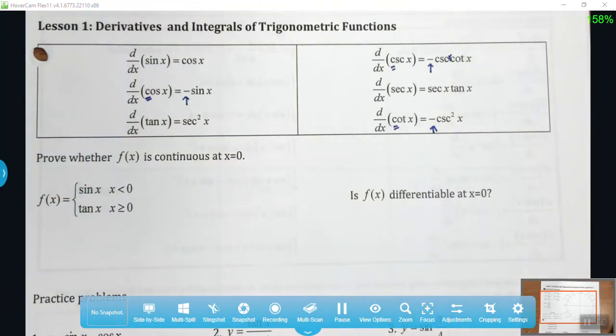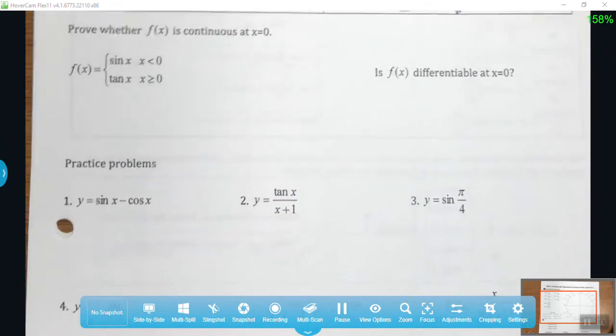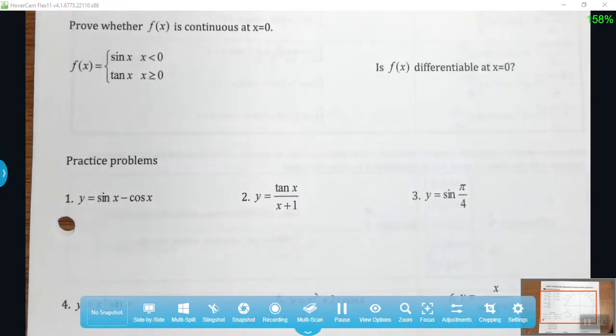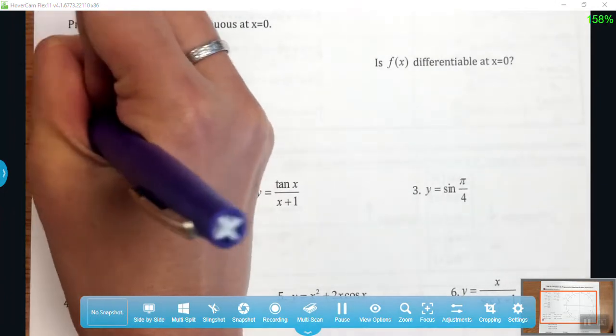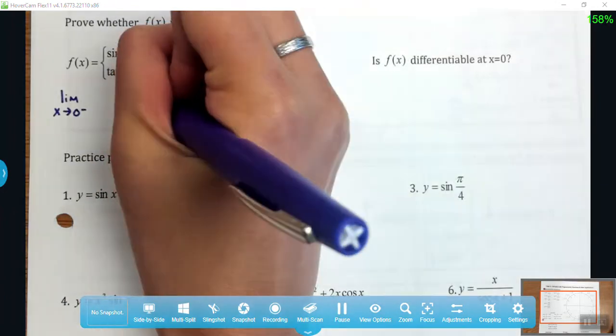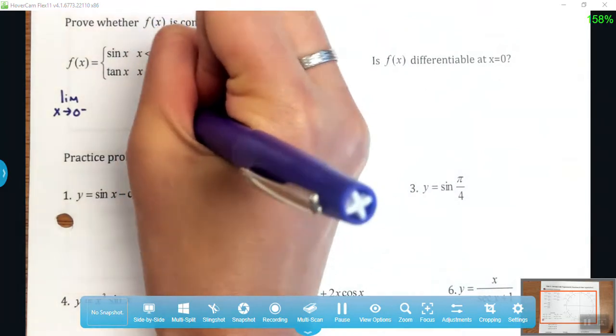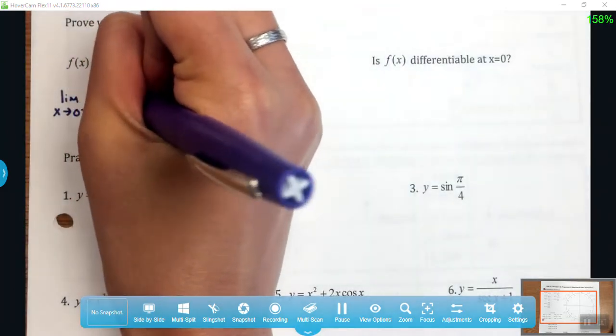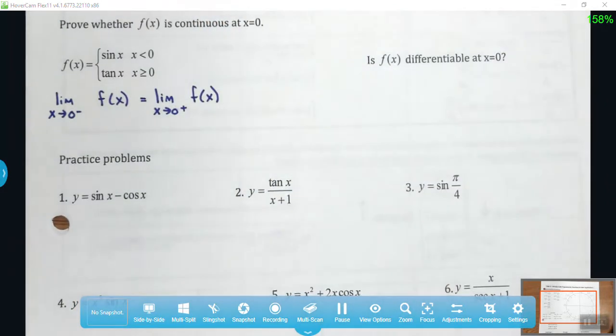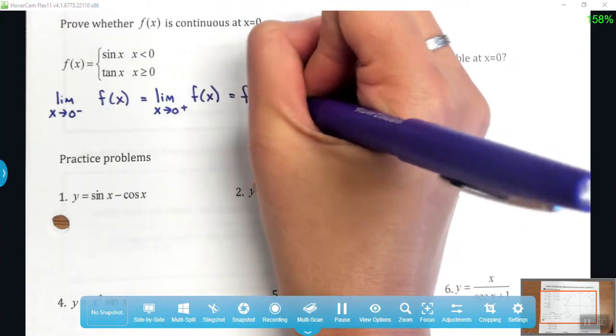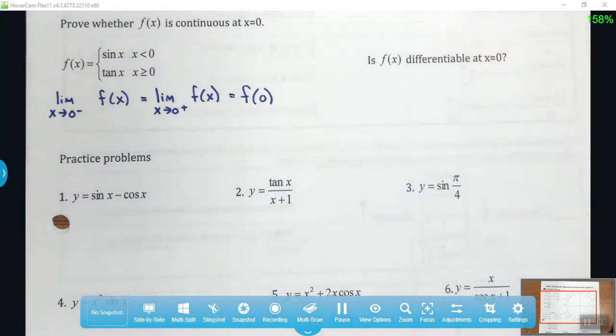All right, let's go back to unit 1. How do I prove continuity? Good. Limits have to exist. And what else for it to be continuous? Because the limit existing is not enough. The value has to exist. So we have to have that f of 0.